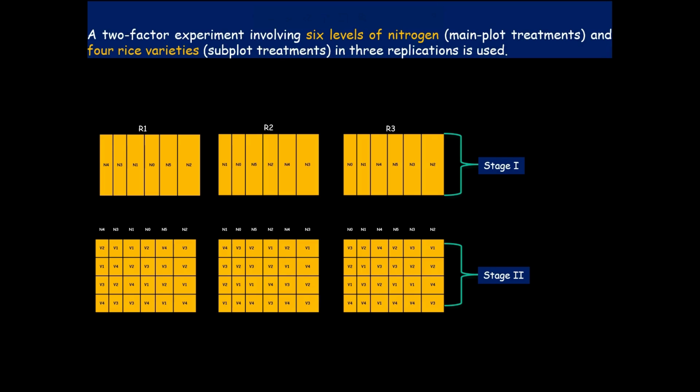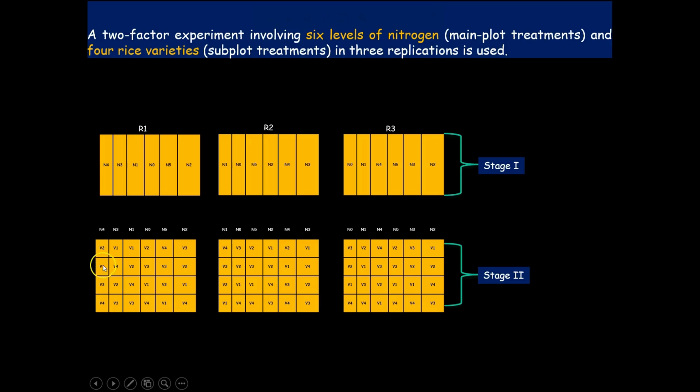Thus the number of times the subplot treatment is tested will always be larger than that of the main plot treatment, and this is the primary reason for the greater precision of the subplot treatments relative to the main plot treatments. So in this example, each of the 6 levels of nitrogen is tested 3 times. If we take an example of N1, here it is 1, this is 2, and this is 3. But each of the 4 varieties is tested 18 times.